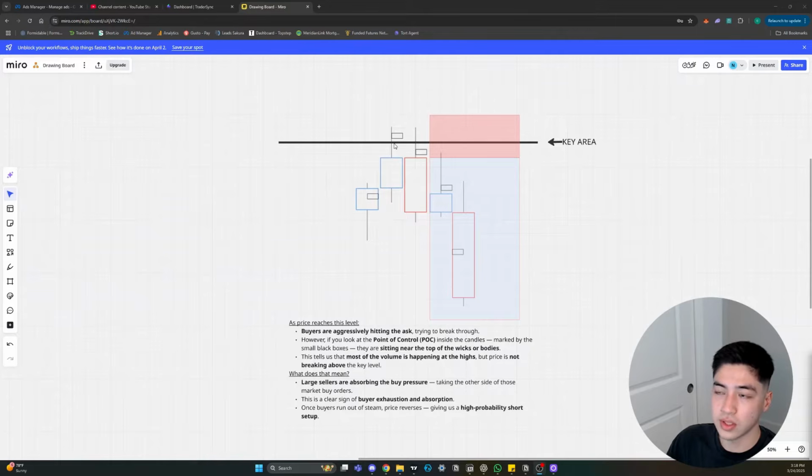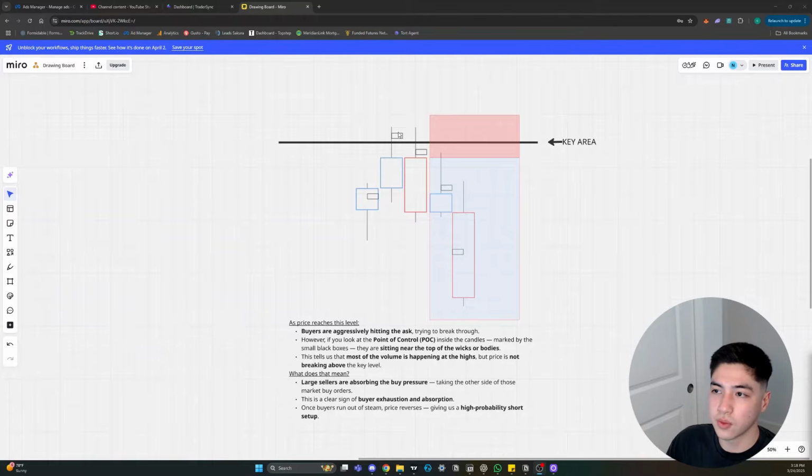As they reach the key area, they are trying to break through. You have all this volume up here, and buyers are trying to break through this area, but they're failing to do so. If you look at the point of control inside the candles, they are sitting in the wick, right? And that's important to note. More often than not, when you're looking at POC in candles, it is typically within the body of the candle. That is what you're going to see 80% of the time.